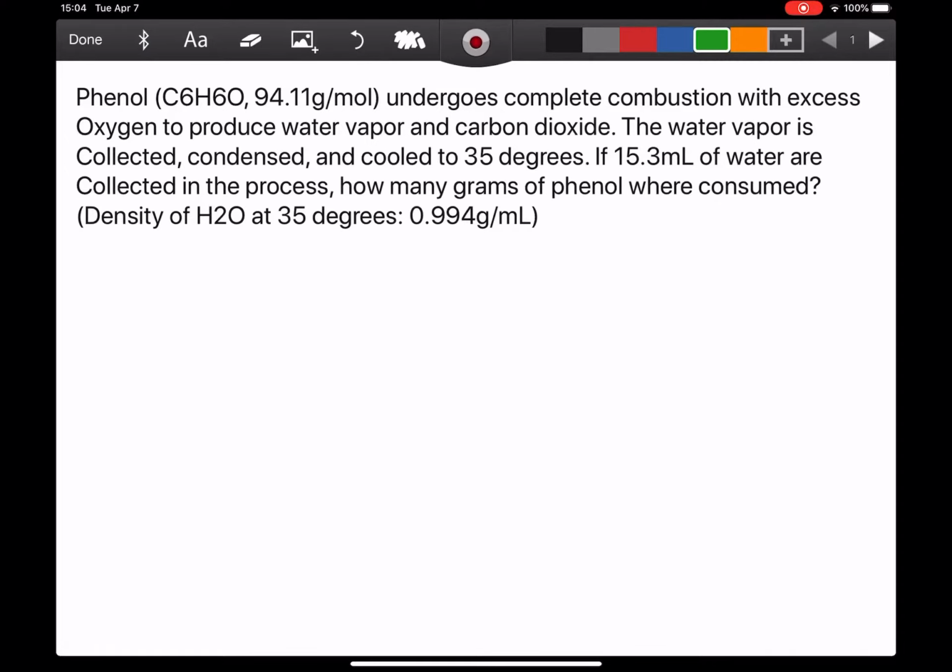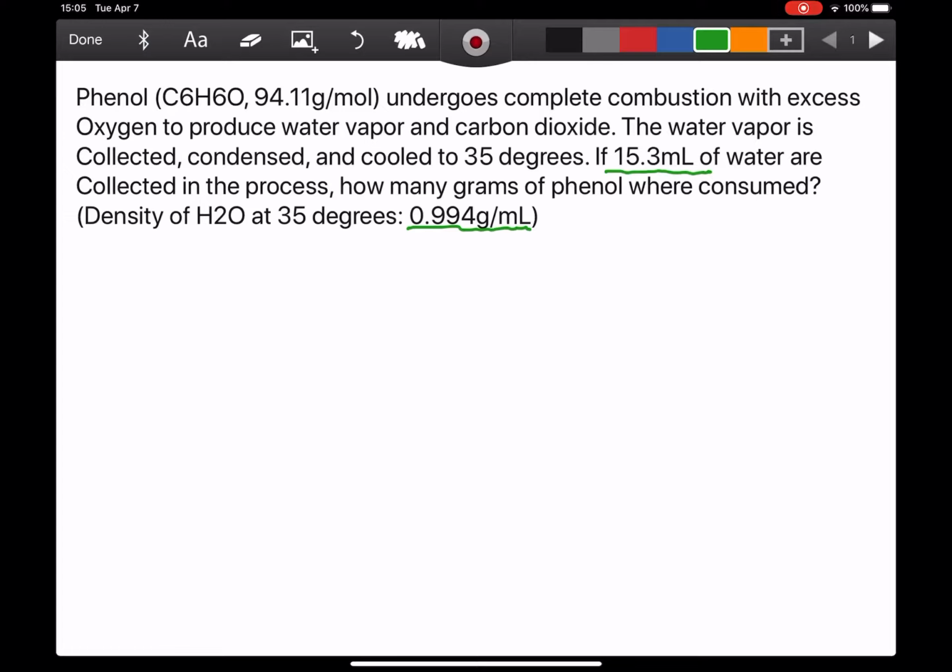And this problem is going to take an example where we are given the volume and density of a product, and we need to go back and find the amount in grams of the reactants. So in this particular problem, we have phenol undergoing complete combustion with oxygen to produce water vapor and carbon dioxide. We are given the amount of milliliters of water produced, and we're also given the density of that water.